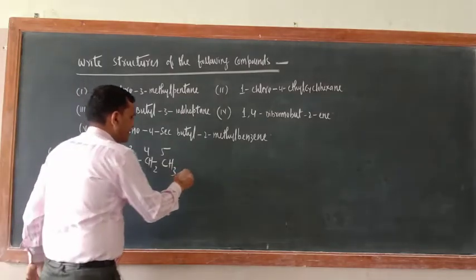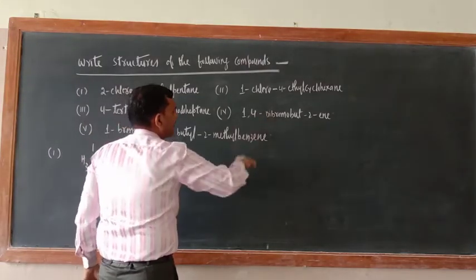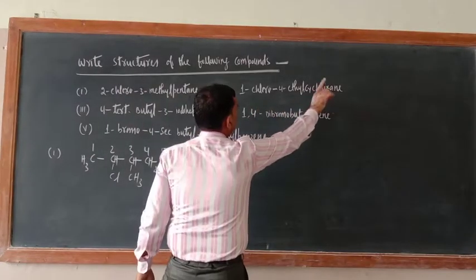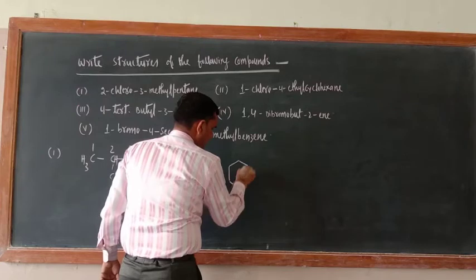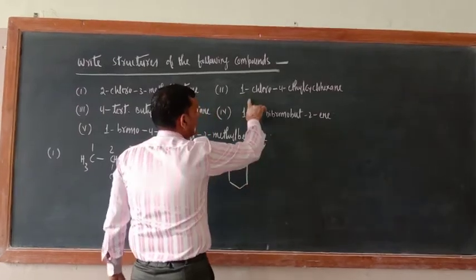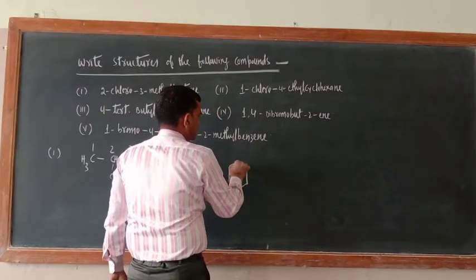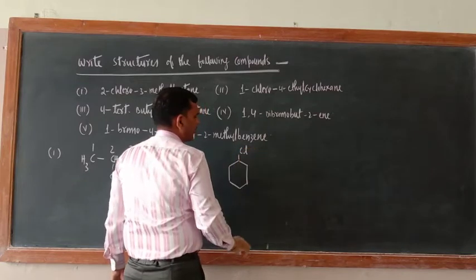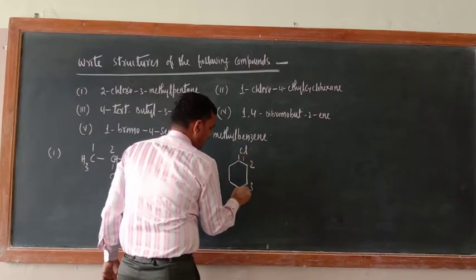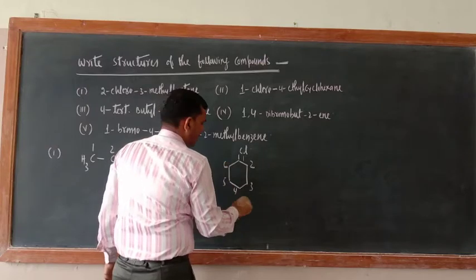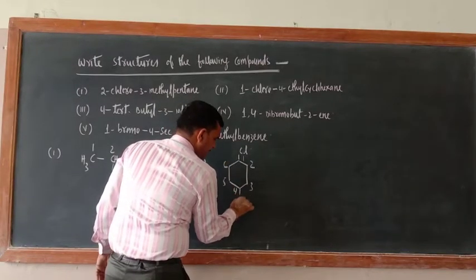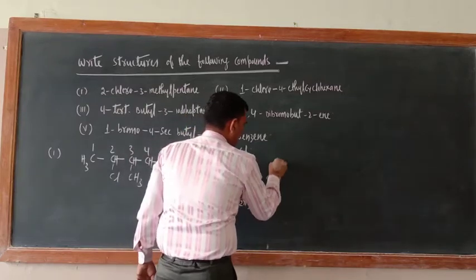What about the second one? Just see the second one. Now first see the cyclohexane. So first make the cyclohexane. Okay, this is cyclohexane. Now at 1 position chloro is there. So write here chlorine. 1, 2, 3. Here this is 4, this is 5, this is 6. Now at 4 position what is there? C2H5.